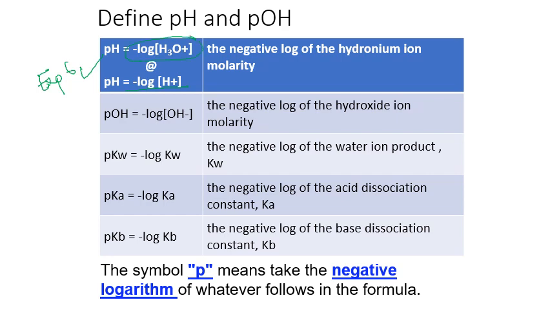How about pOH? pOH is negative log OH negative. And then pKw is negative log Kw, pKa is negative log Ka, while pKb is negative log Kb. So from these 5 examples, we can generally say the symbol p here takes the meaning of negative log of whatever follows in the formula.